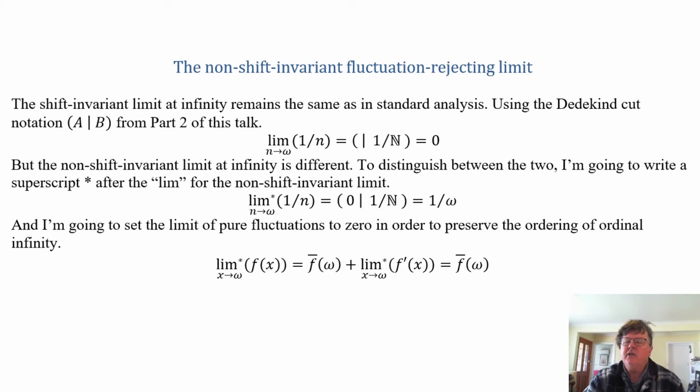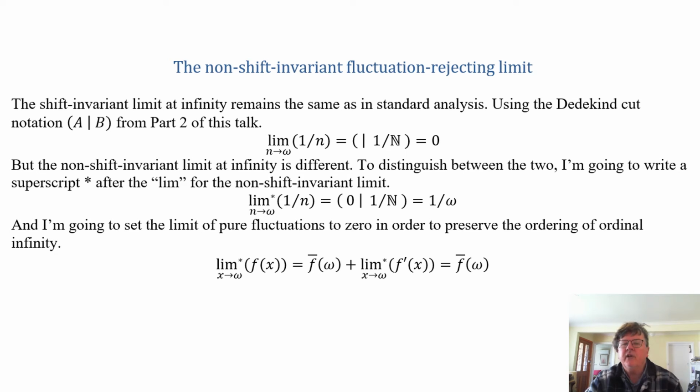So the standard limit, the shift-invariant limit, n tends to omega, or n tends to infinity, of 1 on n, is a number less than 1 on big N, 1 on all the natural numbers. And 0 is less than 1 on all the natural numbers. And this approaches 0, so 0 is a perfectly good thing to call the shift-invariant limit.